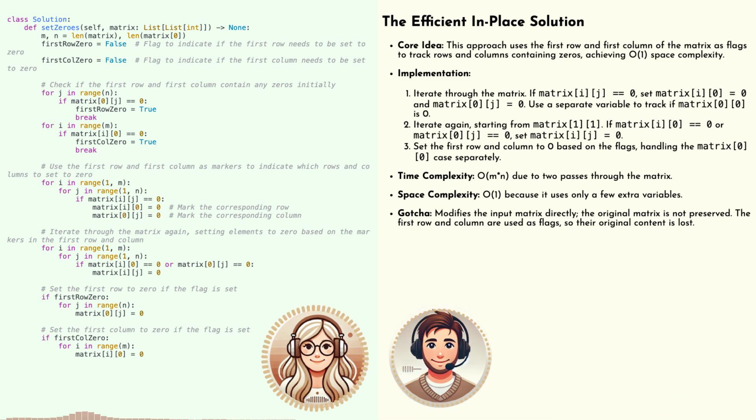Okay, I'm following so far. So how does this extra variable help us with the matrix[0][0] situation? Let's call this variable first_col. We'll use it specifically to track if the very first column needs to be zeroed out. So if we find a 0 anywhere in the first column, we set first_col to true, right? Exactly. That way, even if matrix[0][0] is 0, we know whether it's because of a 0 in the first row or a 0 in the first column. I'm starting to see how all the pieces fit together.